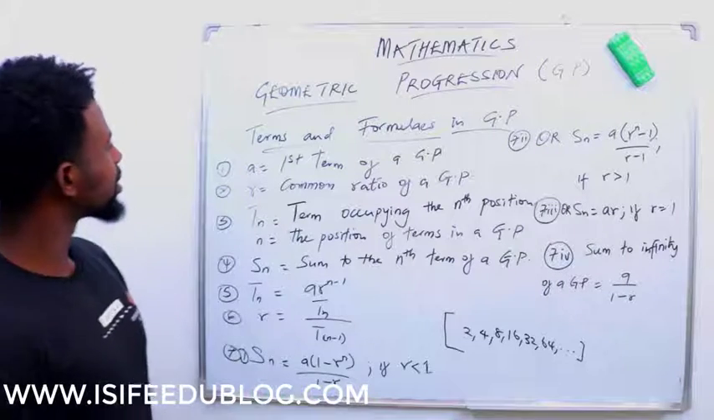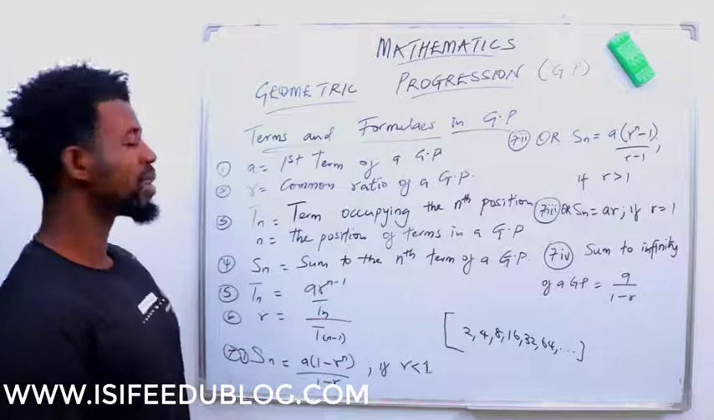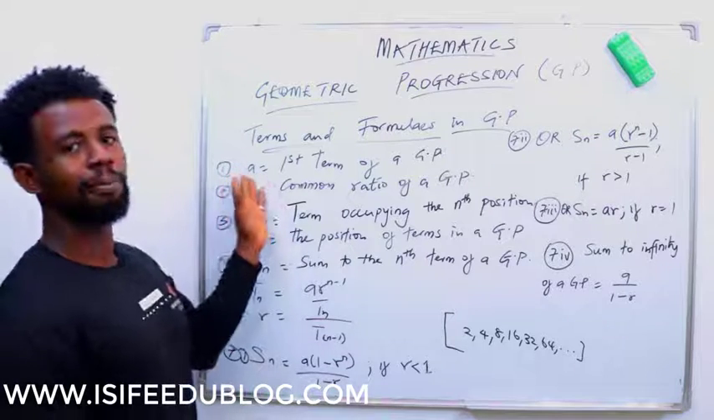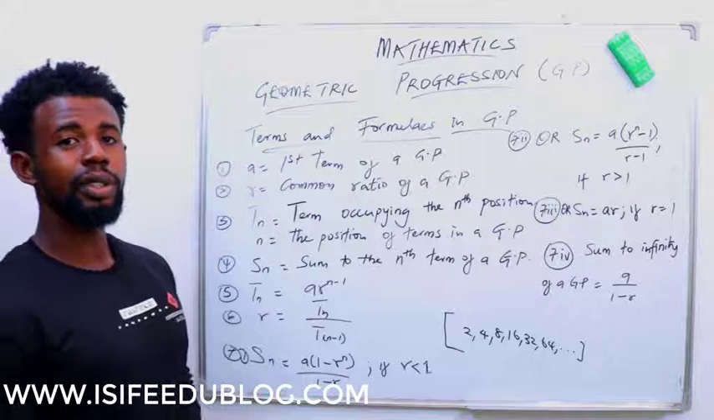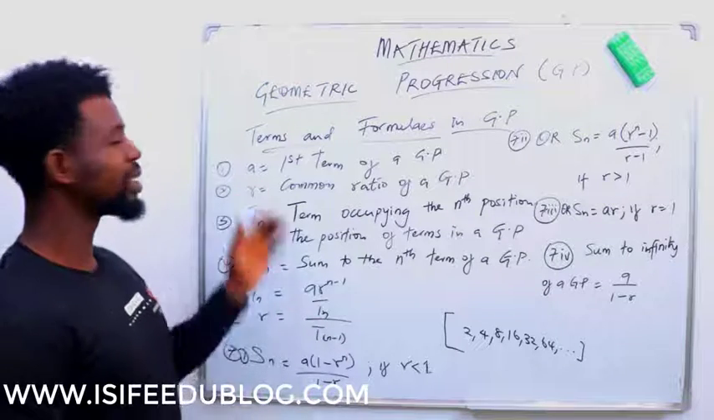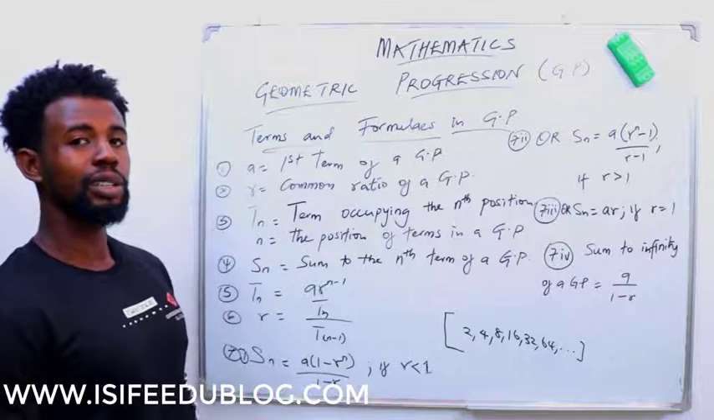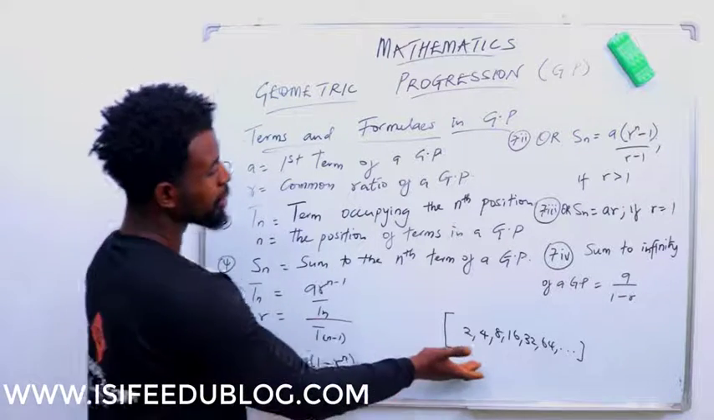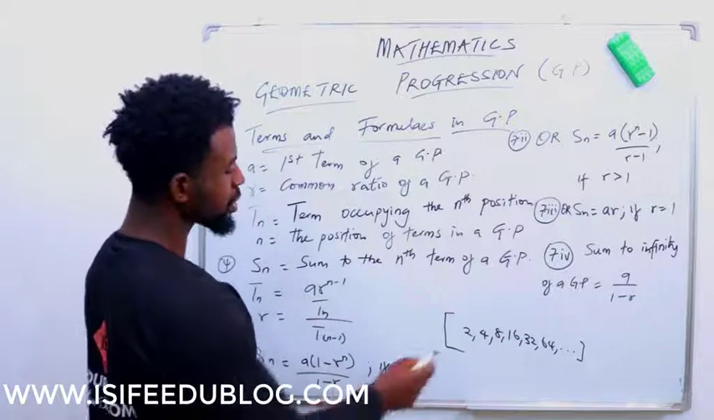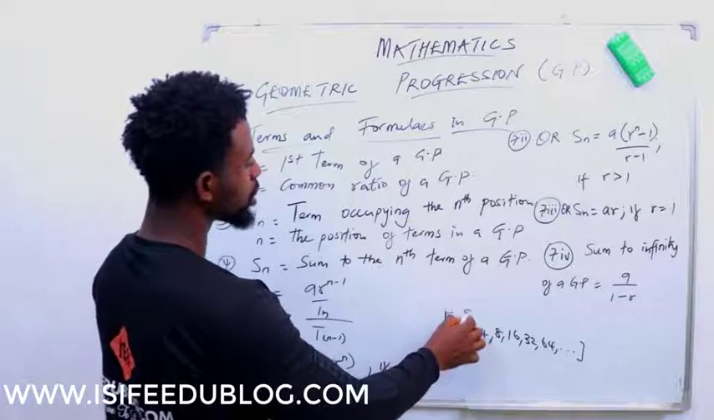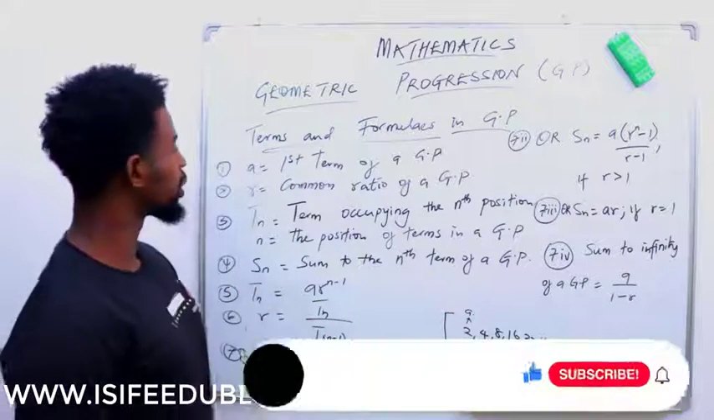Now we see that in GPs, the first term of a GP is always represented by the letter A. So anytime in any GP question or calculation, wherever you see A, it represents the first term of that particular GP. For example, if we make reference to this GP, our first term is 2. So this 2 is the A of this particular geometric progression.